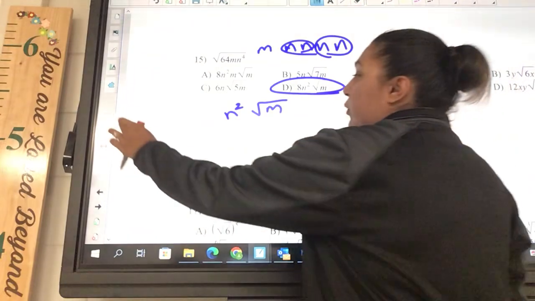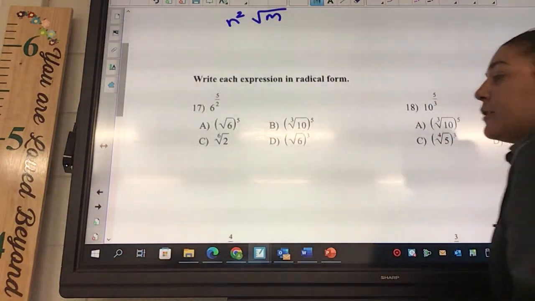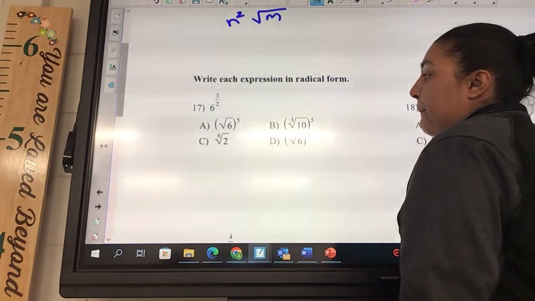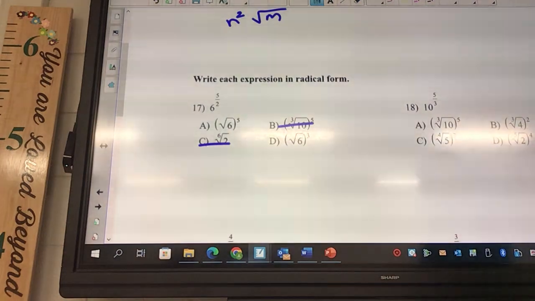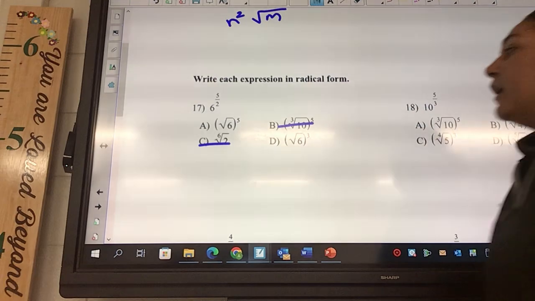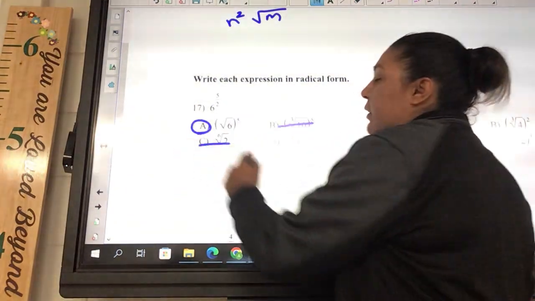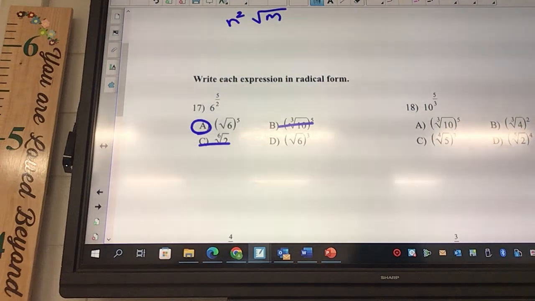Okay, write it in radical form. What's our big number? 6. So I can cross off what? C and D and B. Now, I got a 5 and a 2, so which one of these is going to work? A. Why is there no 2 there on the outside though? Because it's an invisible 2. We know that it goes there.